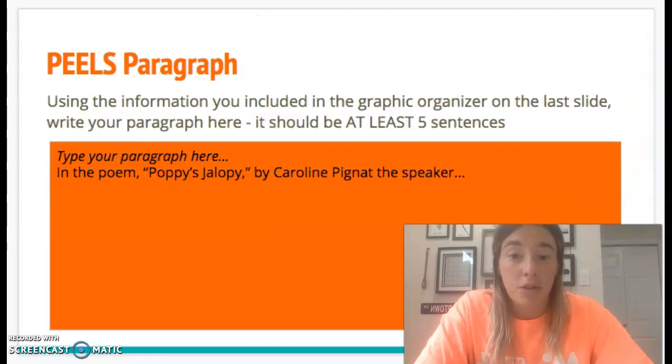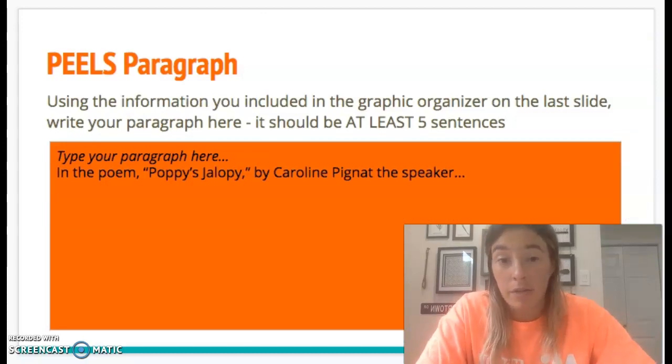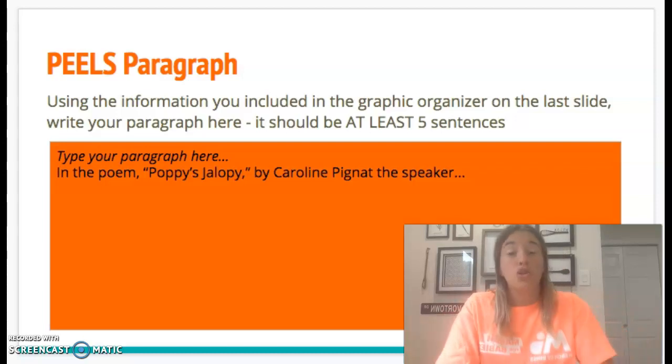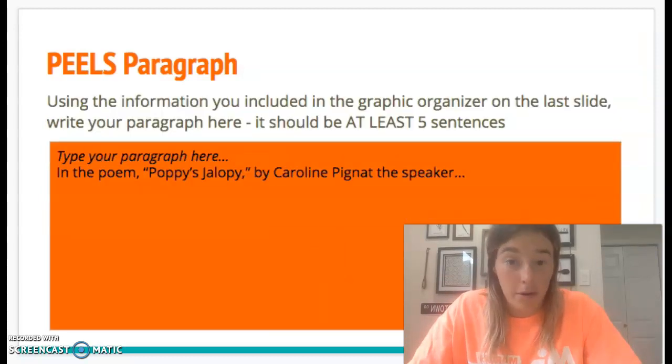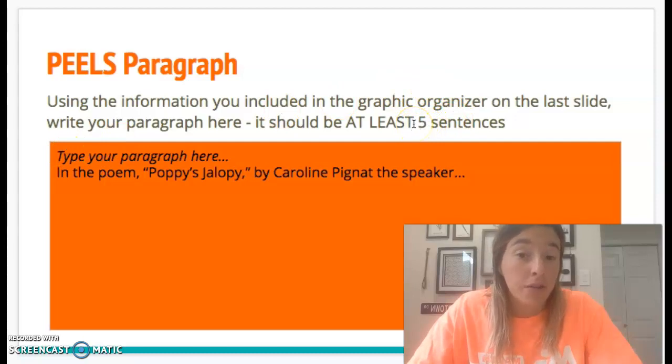so after you use that graphic organizer, I want you to type your paragraph. Usually I let you just hand in the paragraph in the graphic organizer. I want you to type your paragraph. So using all of the information that you included in here, you are going to type your paragraph. Oh, and also it should be at least 5 sentences. Everybody should be writing paragraphs that are 5 sentences. So you're going to type your paragraph.